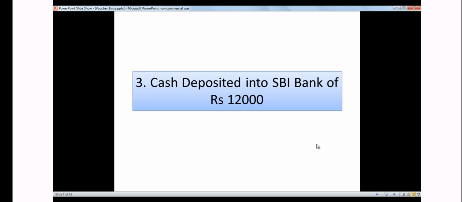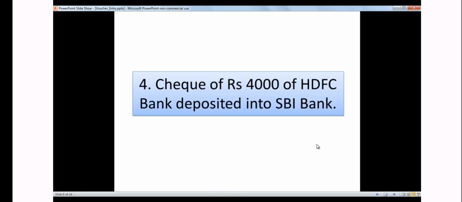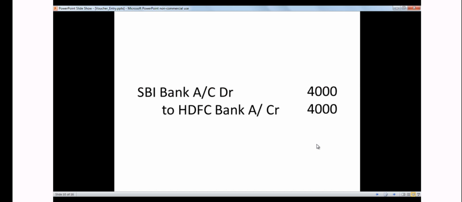Now the next statement is cash deposited into SBI bank of rupees 12,000, means from one account to another account. So SBI bank account debit to cash, and what kind of voucher entry is it? It's a contra voucher because it's from bank to cash. F4 is the shortcut. Now the next statement is cheque of rupees 4,000 of HDFC Bank deposited into SBI Bank. Again the transaction has happened within the company between two different accounts, from HDFC Bank account to SBI Bank account. Again it's an example of contra voucher, which is F4.